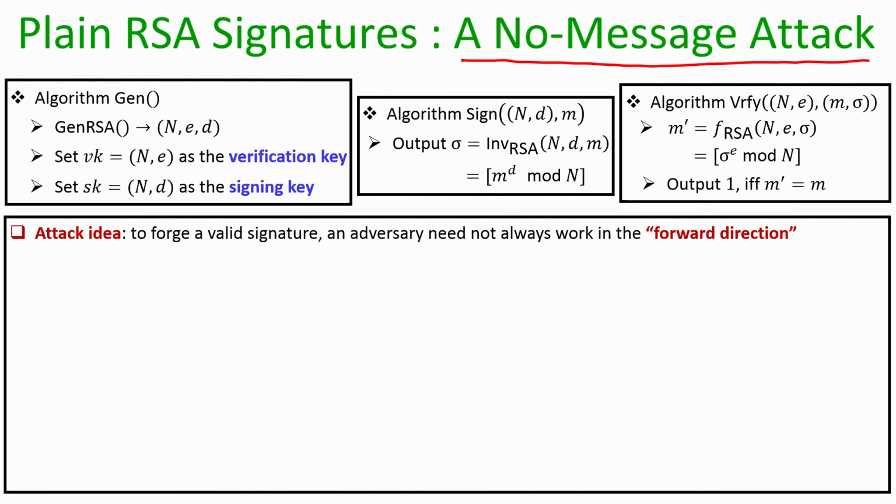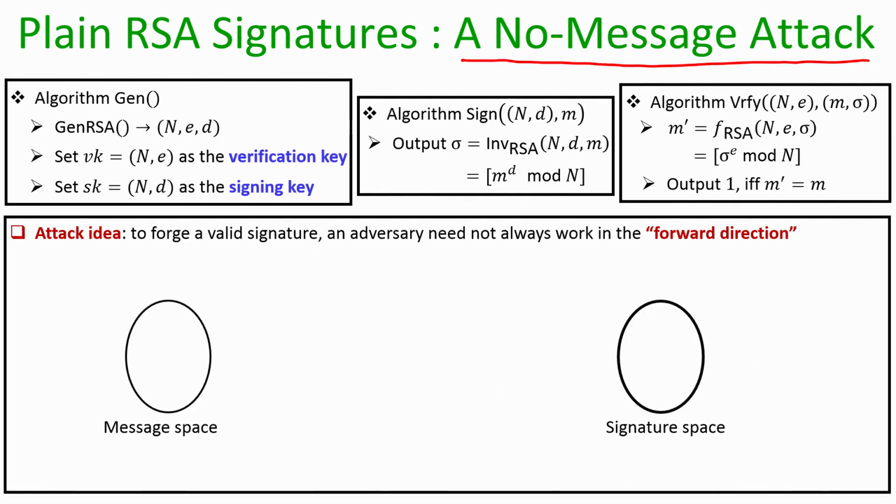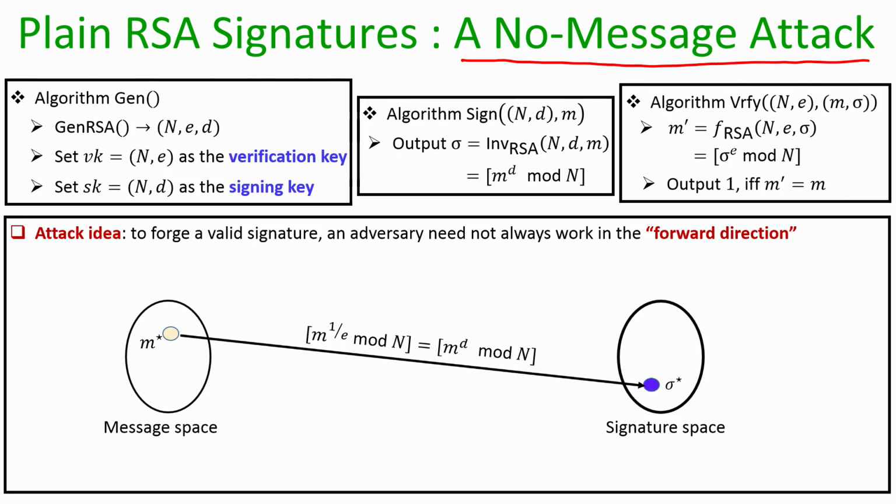The idea behind this attack is that to forge a valid signature, the adversary need not always work in the forward direction. What I mean by that is, if we consider the message space and the signature space of this plain RSA signature, both of them are the set Z n star, and the signature for a message m star can be produced by computing m to the power d modulo n. So, if the goal of the adversary is to forge a signature on a message m star, it has to compute m to the power d modulo n. That is one of the ways by which the adversary can produce a signature, and I call this producing a signature by walking in the forward direction.